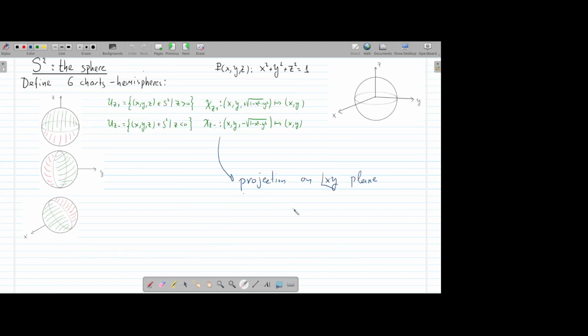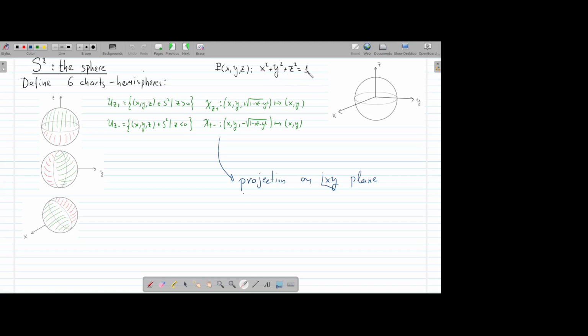So let's move one more dimension up and consider the two-dimensional sphere. So let's define the sphere as the set of points in R3 whose Cartesian coordinates satisfy the relation x squared plus y squared plus z squared is equal to 1.